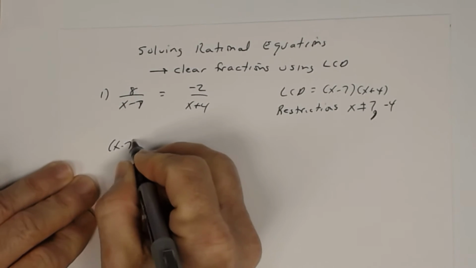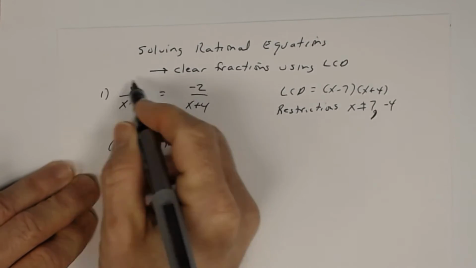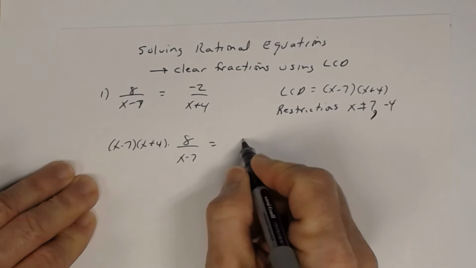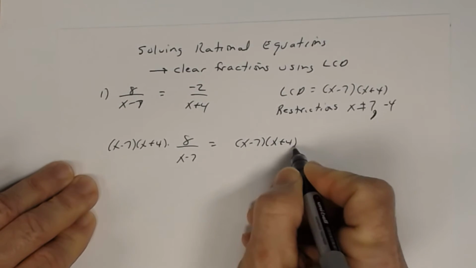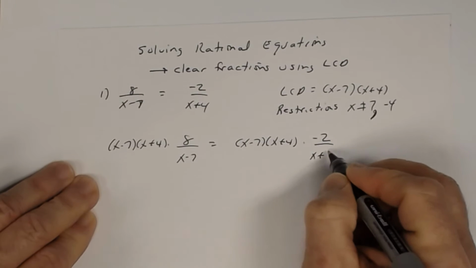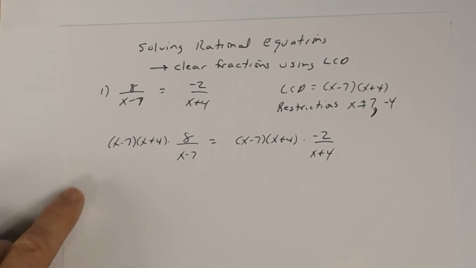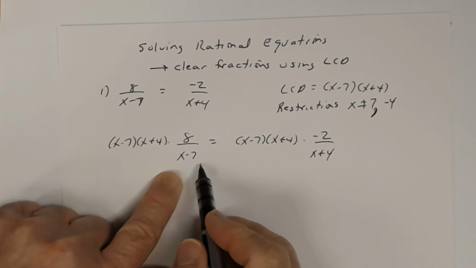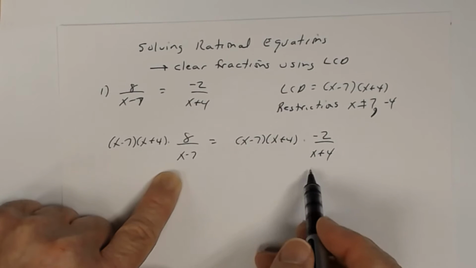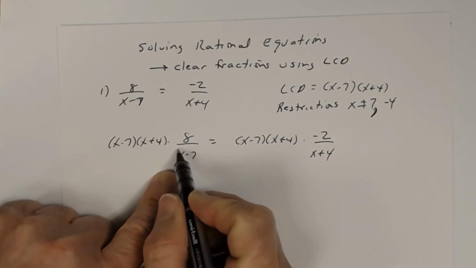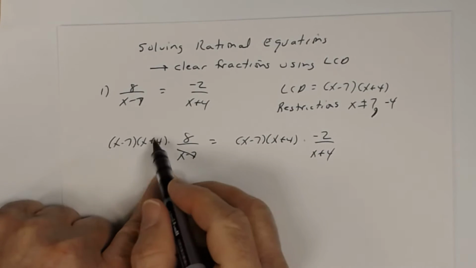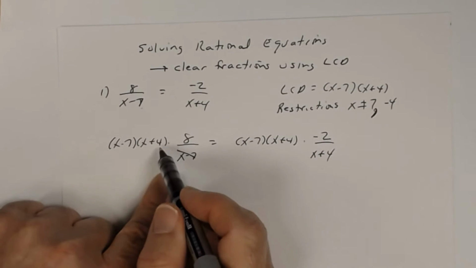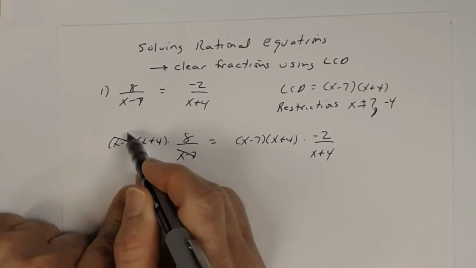So I'm going to say x minus 7 times x plus 4 times the first fraction, 8 divided by x minus 7, equals, and then the LCD, x minus 7 times x plus 4, times the second. Okay? Now at that point, when we clear the fractions, these factors down here will be factors of 1 now. So in other words, this x minus 7 better reduce with one of the factors up here, and it does because remember that and that are part of your LCD. So those divide out. So x minus 7's divide out.